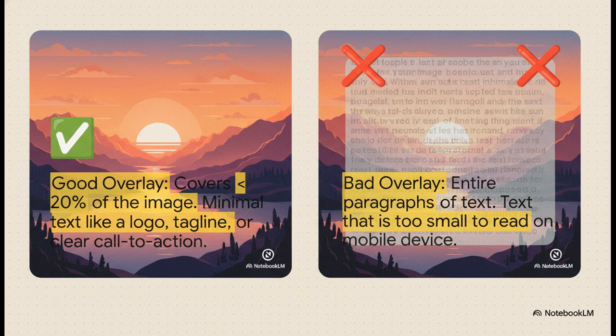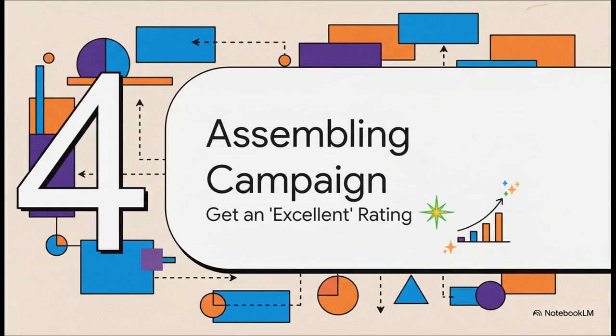Now, if you're going to add text overlays to your images, please remember this critical rule. Less is more. Keep it under 20% of the total image area. We're talking a simple logo, maybe a tagline, or a quick call to action. If you use any more than that, you risk Google limiting your ad's reach, and honestly, users will just scroll right past it.